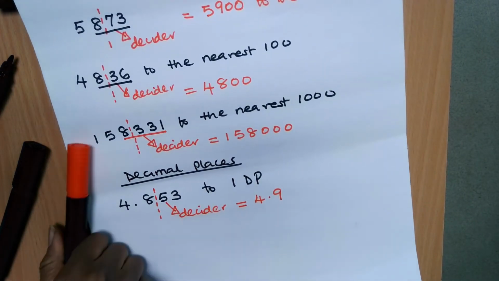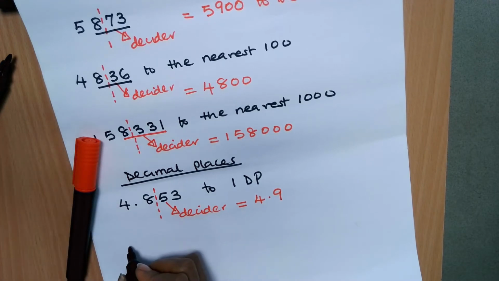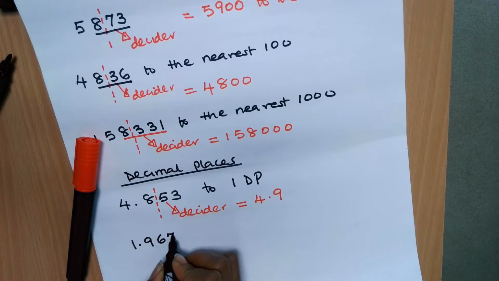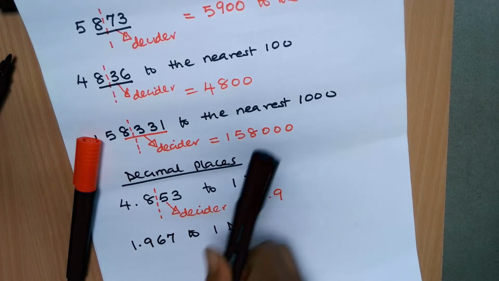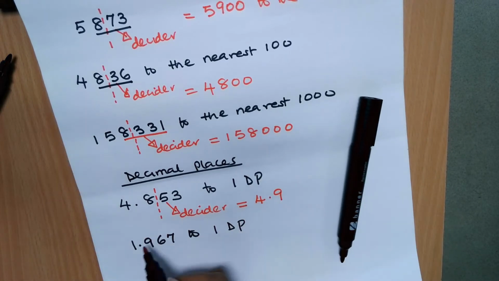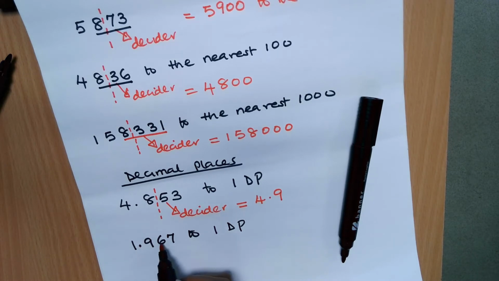Now we've got another question, rounding 1.967 to 1 decimal place. So remember what we've said, we're going to count 1 digit after the decimal point, and then the next number becomes the decider.